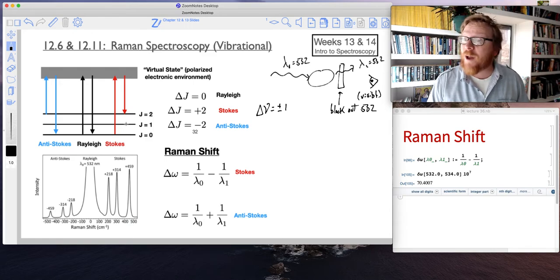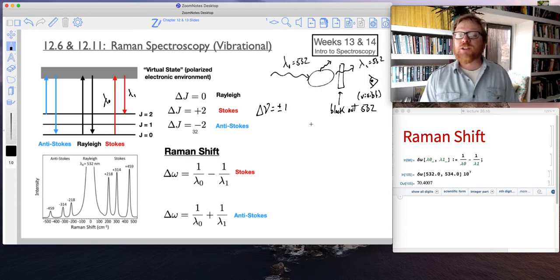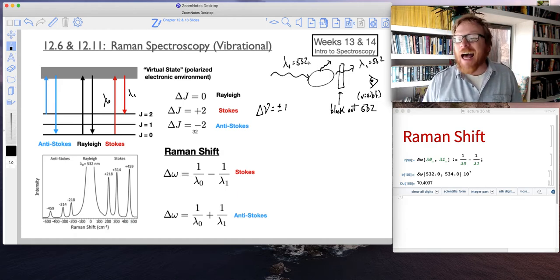Okay? And so what that means is that Stokes light that comes off, the Stokes shift, is going to be less than 532. Right? Just based on the size of this, right? So if I ID this as lambda 0 and this is lambda 1, you can see now to look for the Stokes shift, I would set my detector to look for wavelengths less than 532 nanometers, right?